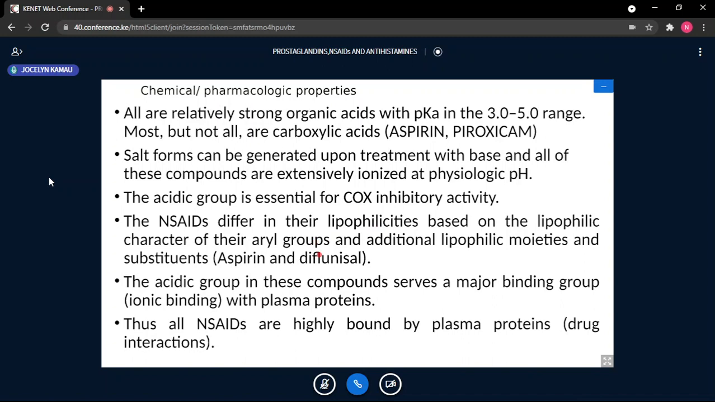And that's all we are saying, that the lipophilicity or lipid character of these drugs is dependent on the substituents, and we see that as we look at the different drugs.